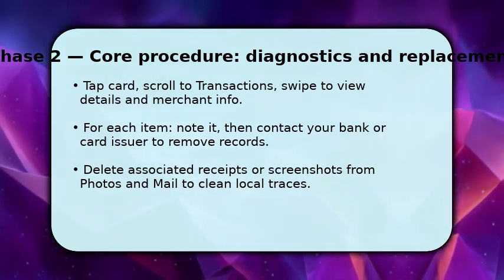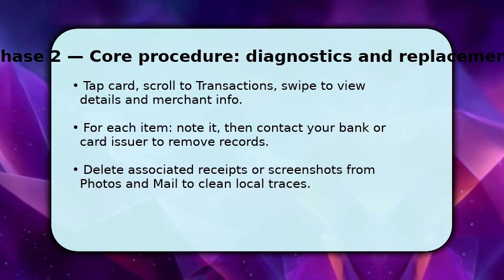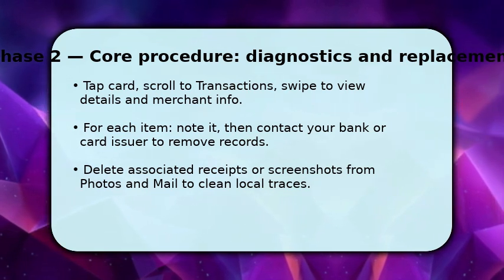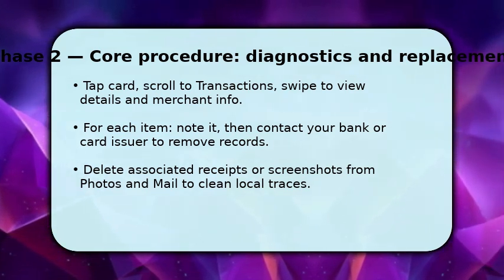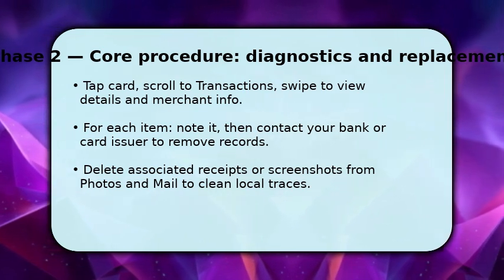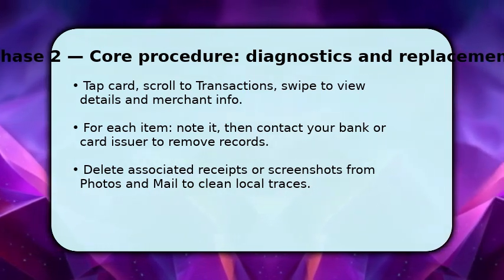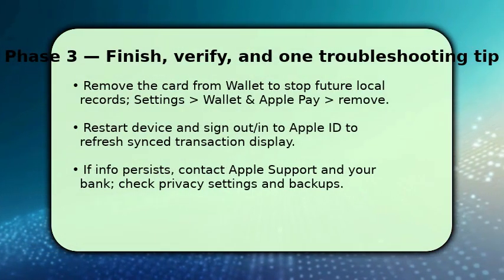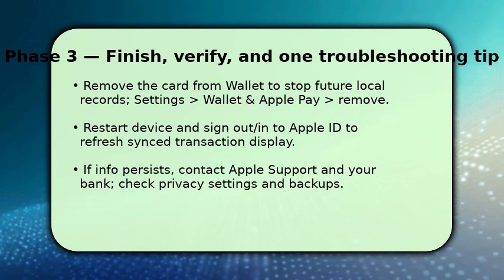Make sure to also remove any local receipts or screenshots from photos, messages, and mail, because deleting them helps eliminate local traces even after your bank updates. To finish, remove the card from Wallet if you want to stop future on-device transaction visibility. Go to Settings, Wallet, and Apple Pay, then remove the card.